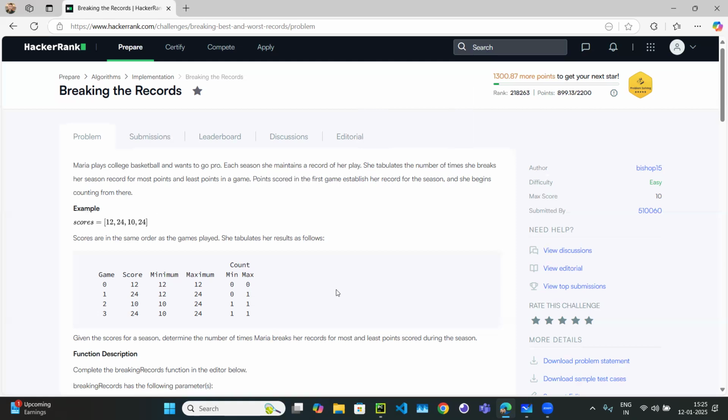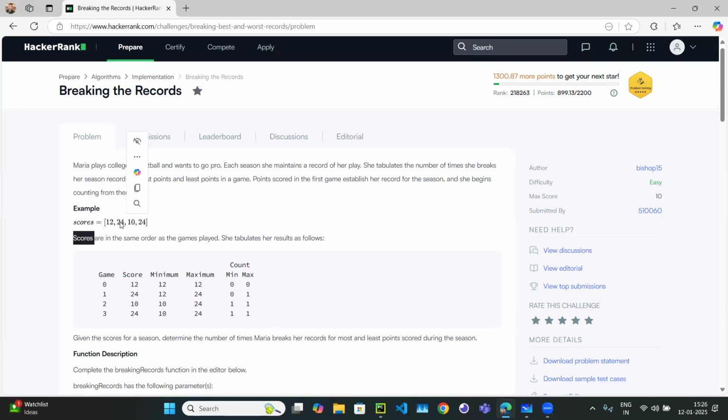let me go to the whiteboard. So we have some example given scores. Maria plays four games: game 0, game 1, game 2, game 3. In the first game she scored 12 points, in the second game she scored 24 points, in the third game she scored 10 points, in the fourth game she scored 24 points. So in the first game, she scored 12 points. What is the highest and the lowest? Highest is 12 and the lowest is 12, which is perfectly fine.